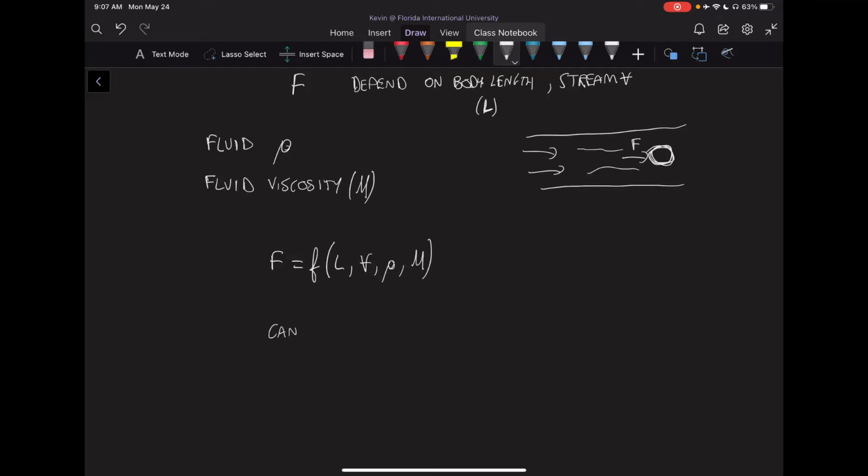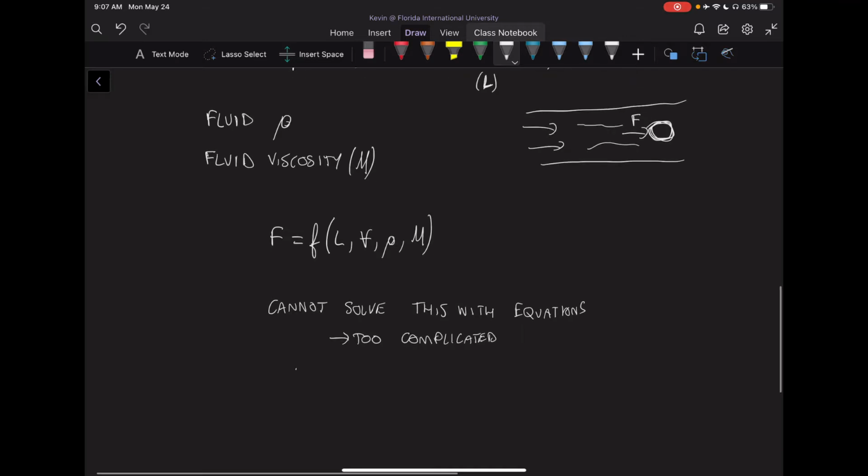We cannot solve this with equations. Okay, a function of four parameters in terms of force is going to be very complicated to have one equation to solve the whole problem. It's usually too complicated to solve with equations to find the exact force on a system. So what we actually need is an experimental function instead.